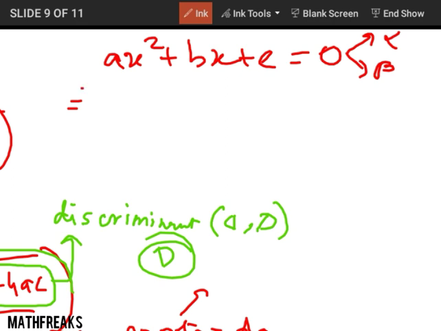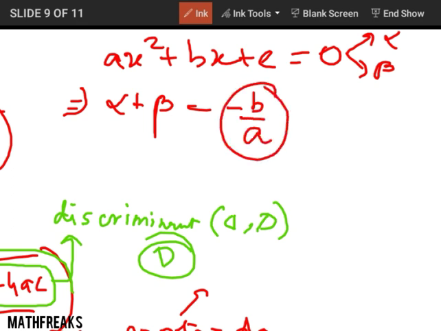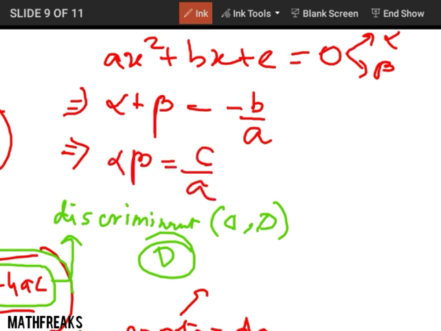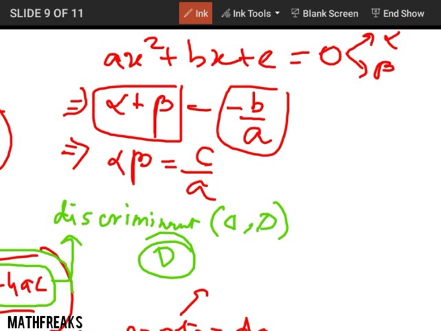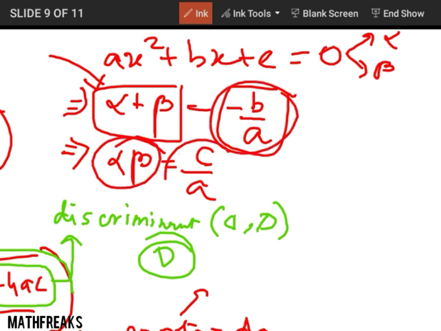Then the relation is something like this: alpha plus beta is equal to minus b upon a, like the coefficients. I am not showing you the proof because proof is not required. You can check it in your NCERT. And alpha beta is equal to c upon a, right? What do we mean by this? We mean that the sum of the roots is equal to minus b upon a, and the product of the roots is equal to c upon a, right?